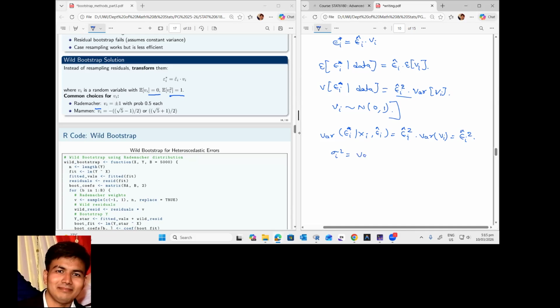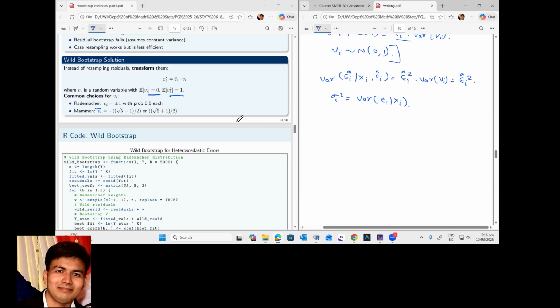That is the variance of epsilon i for the given data xi. So the bootstrap errors inherit the heteroscedasticity structure. Observations with larger residuals, indicating larger variance, will continue to have larger variance in the bootstrap samples also. Alright, so here we have two assumptions again for this model.